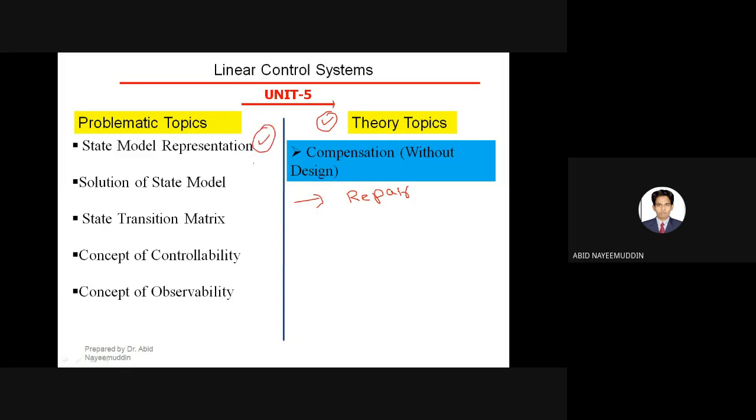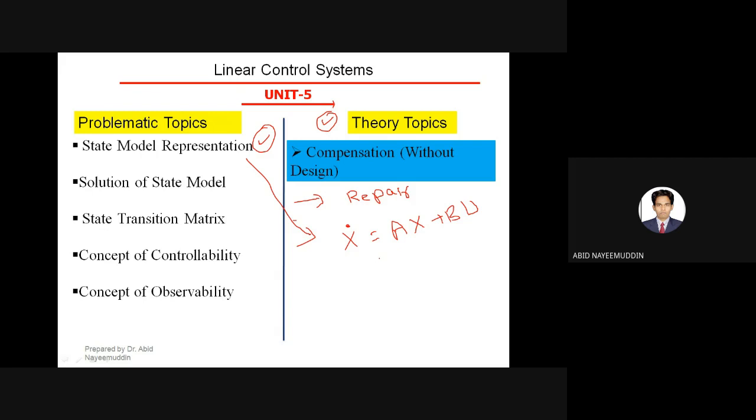And now in the previous class I went for one problem, that is how to obtain the state model. What does state model mean? Representing the given system in state variables in this format: x dot is equal to Ax plus Bu, where u is the input and x is the state variable.